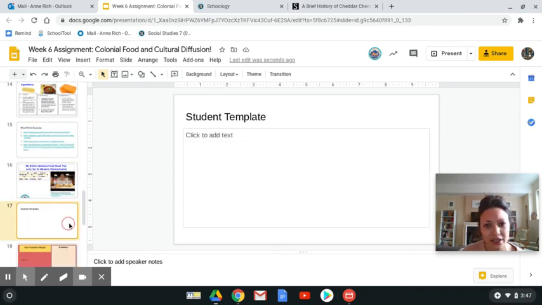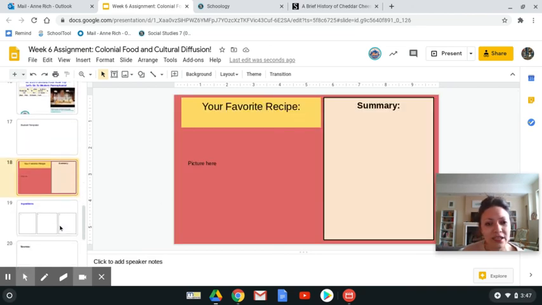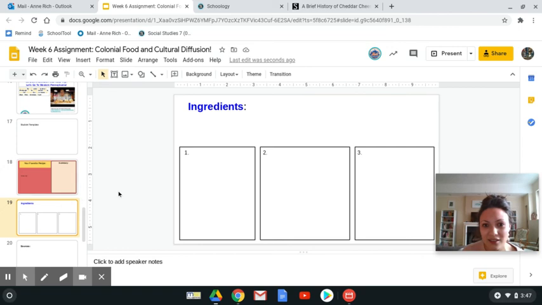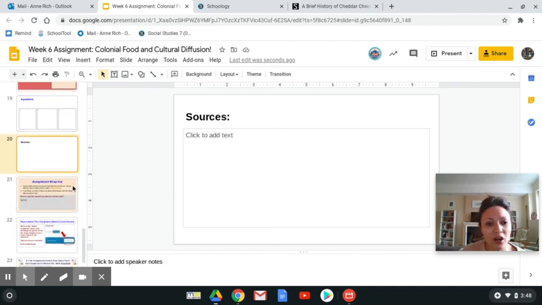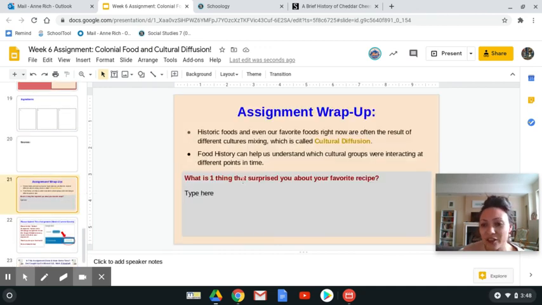Now it's your turn. We would like you to fill in your favorite recipe, have a picture, write a summary about what it is, what are the three ingredients that you picked and how do you get those, and list your sources here. When you're all set, you're going to answer the last question. What is one thing that surprised you about your favorite recipe?